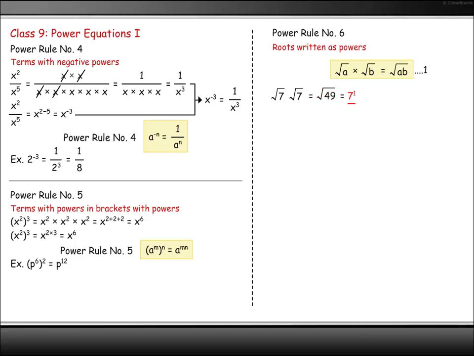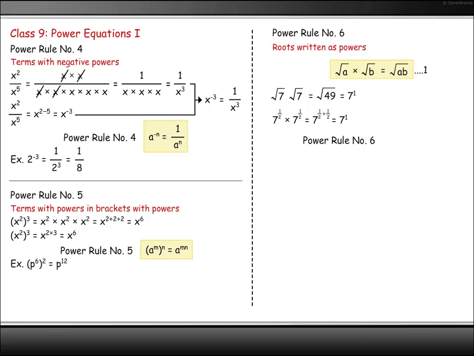7 can be written as 7 to the power of 1. You can write root 7 as 7 to the power of a half. Using power rule number 1, add the powers. A half plus a half is of course equal to 1, giving an answer of 7 to the power of 1, or just 7. The square root of 7 is written as 7 to the power of a half.